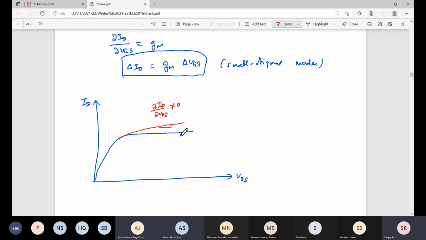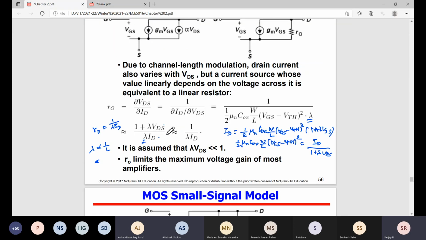Now you can see, ideally R naught is infinite. But practically, due to channel length modulation, R naught is equal to some finite value. That means it limits the gain. If you take the gain expression, it is always proportional to the output impedance, which means some R naught. If R naught is finite, the gain is reduced. So the channel length modulation resistance will limit the gain because of finite R naught. Ideally we expect more, but due to channel length modulation gain is reducing because there is some finite resistance. So that's the R naught effect.